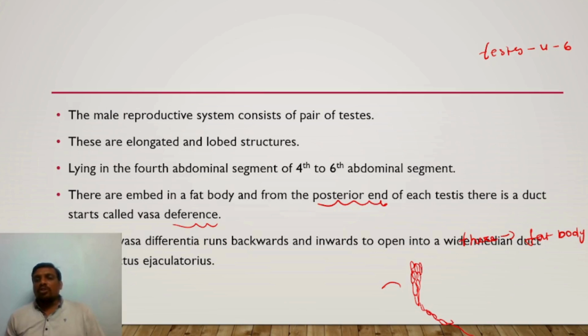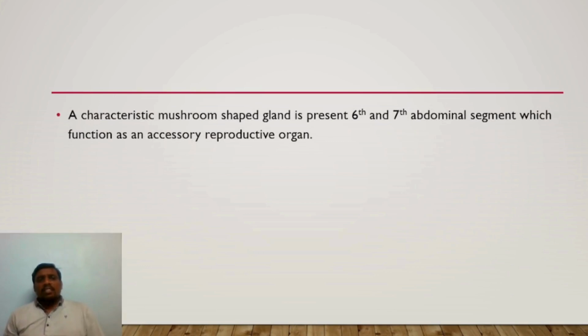These two vasa deferentia unite together, which means they combine, and run backwards and inwards to open into a wide median duct. They both open into a wide median duct that is called the ductus ejaculatorius.